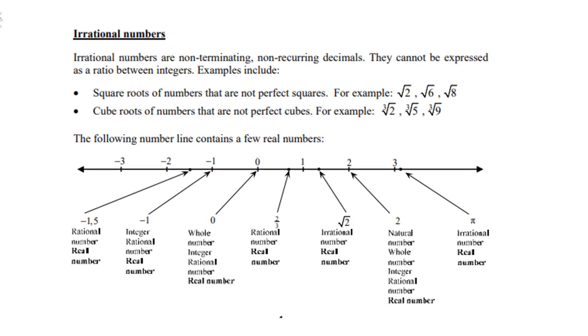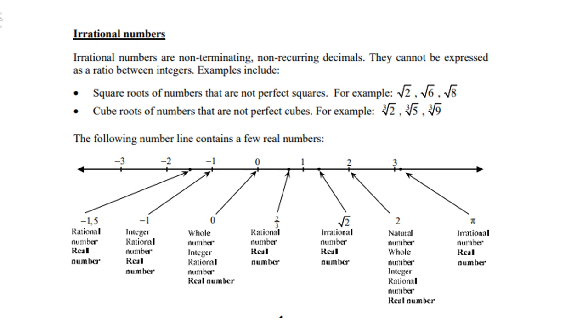Irrational numbers are non-terminating, non-recurring decimals. So they cannot be expressed as a ratio between integers. Examples include the square root of numbers that are not perfect squares. For example, the square root of 2, the square root of 6, the square root of 8, or cube roots of numbers that are not perfect cubes. For instance, the cube root of 2, cube root of 5, cube root of 9. I suggest that at this stage, you use your calculator and just check the answers to these numbers.